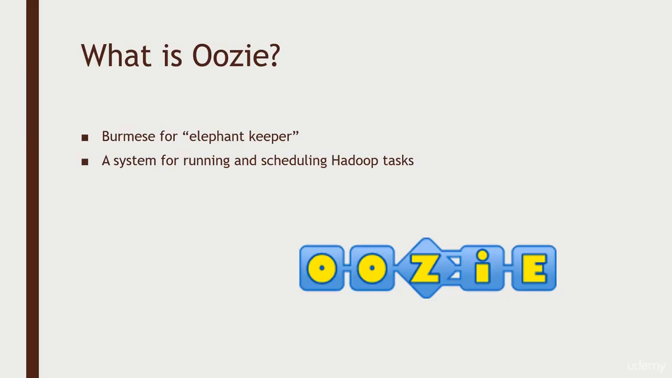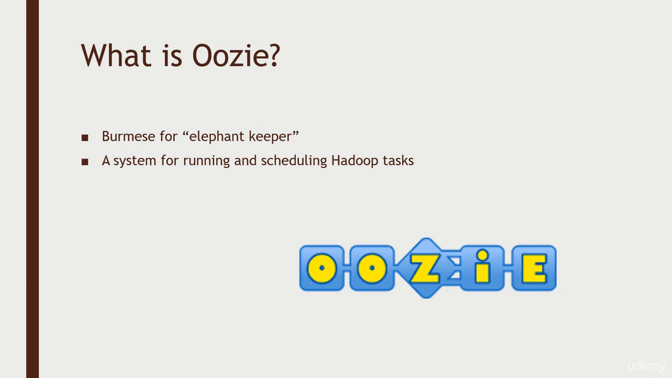What is Oozie? Oh, it's just a cool sounding name for one thing. I want to say that name as much as I can during this lecture. The origin of the name is the Burmese word for elephant keeper, which is kind of fitting. And if you think about it, Oozie's entire job is to manage the periodic jobs that run on your Hadoop cluster.